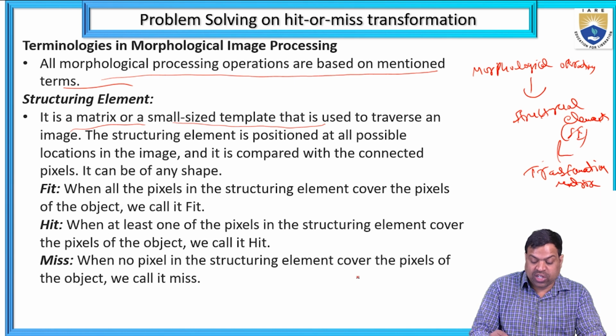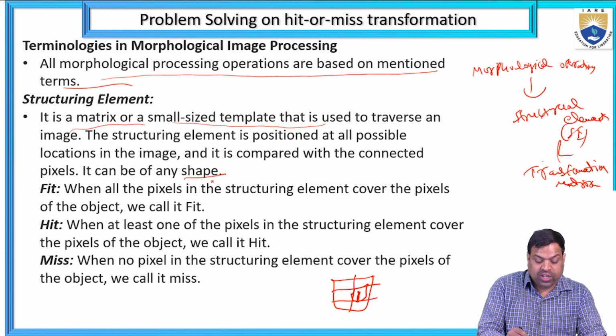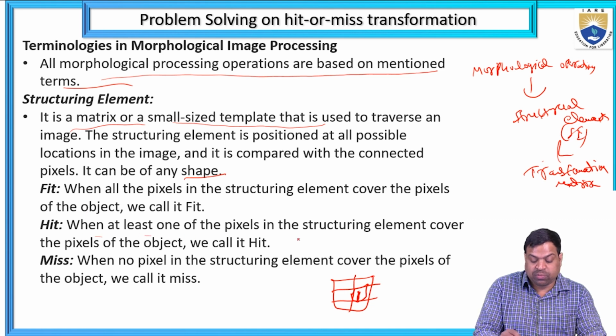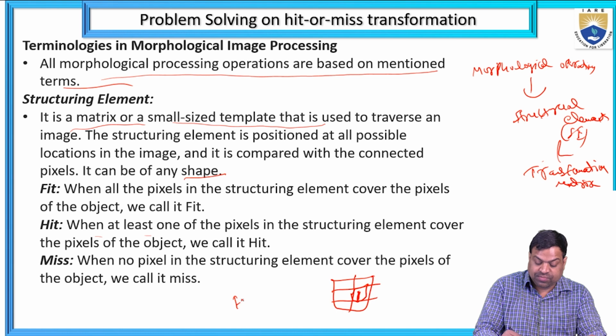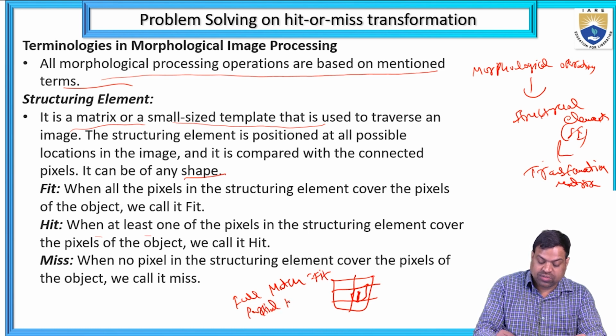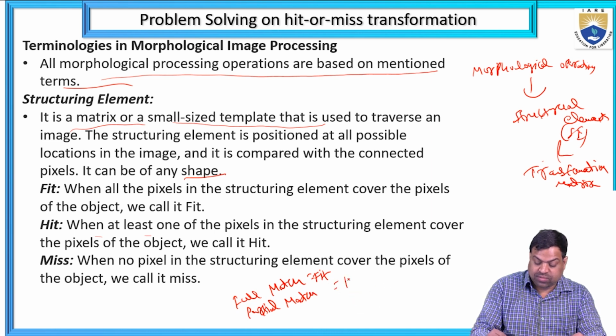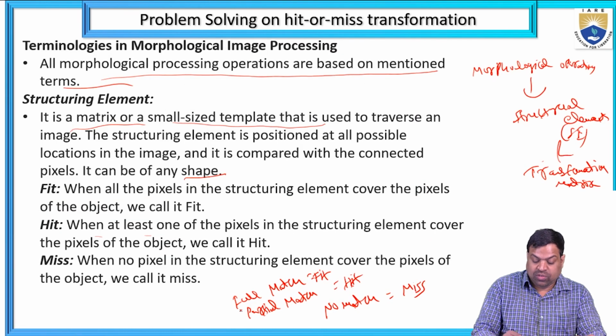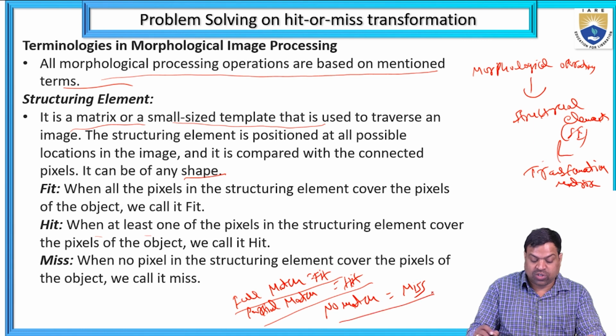Fit is when the pixels of the structuring element cover the pixels of the object. Okay, if I'm taking it, it is a fit object and it can be of any shape. Hit is when at least one pixel, any one of them, matches. So full match equals fit, partial match equals hit, no match equals miss.